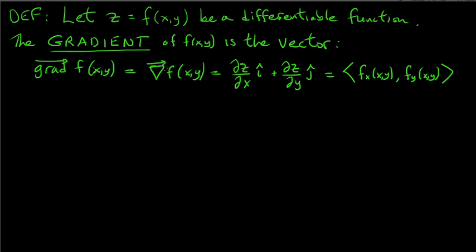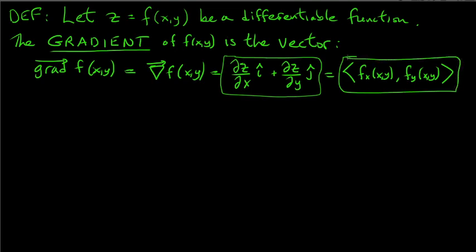Because it is a vector. And it's just the vector with these two components. The x component is the x partial derivative, and the y component is the y partial derivative. And you can write it this way too. It's the same thing, just written with a different notation. But I have to emphasize it's a vector, so it has two components.